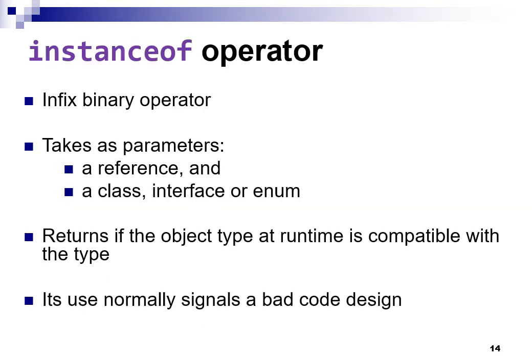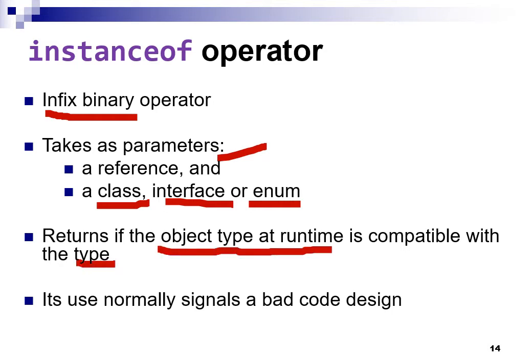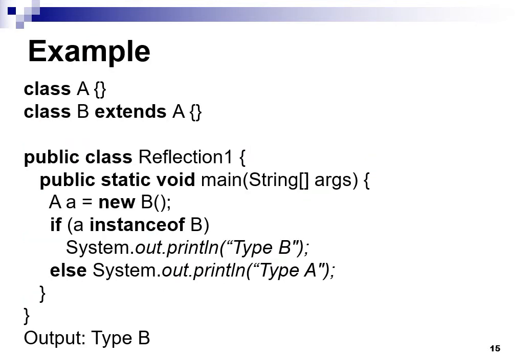Right, let's have a look at the simple type of reflection, which is given by the instanceof operator. The instanceof operator is a binary infix operator that takes two parameters, a reference and then a type. This type can be a class, an interface, or an enumeration. Basically, instanceof returns true or false, depending on whether the object type at runtime is compatible with the type given as the second parameter. It's okay to use it, but quite frequently it actually signals a bad code design, as we will see next. But first, we will see an example of how to use instanceof.